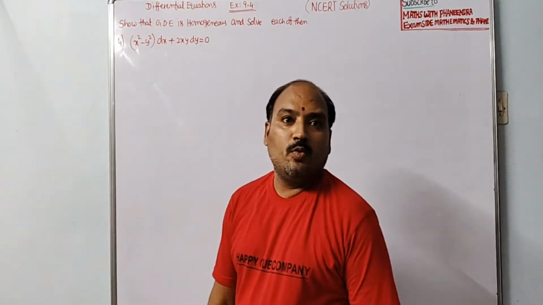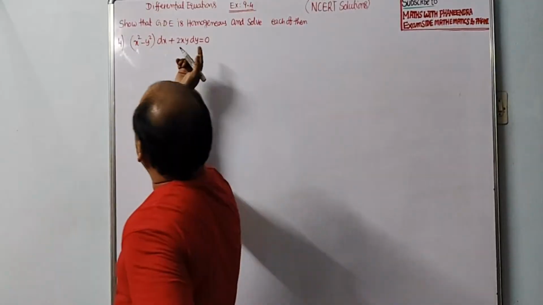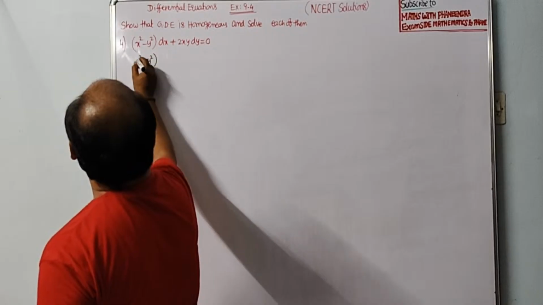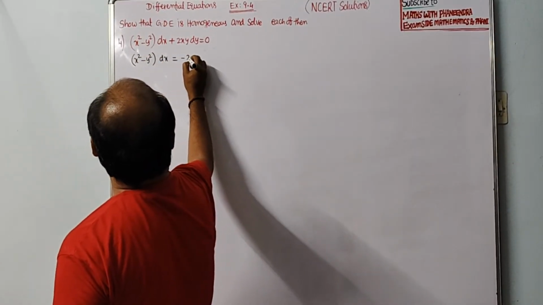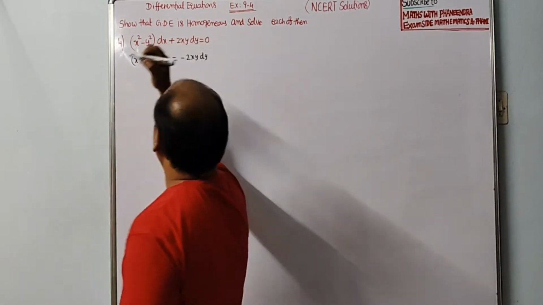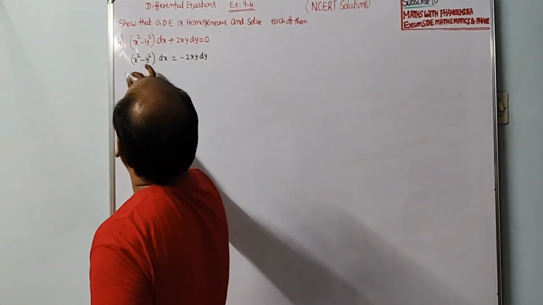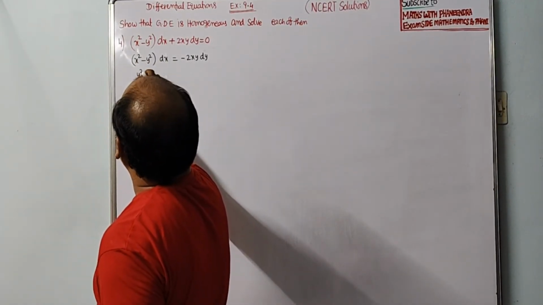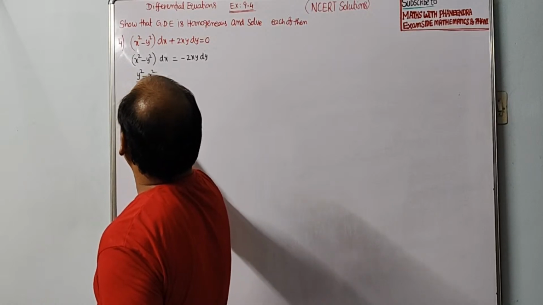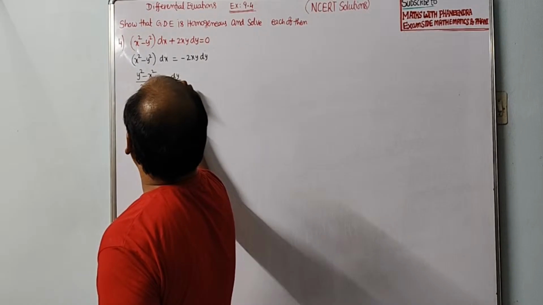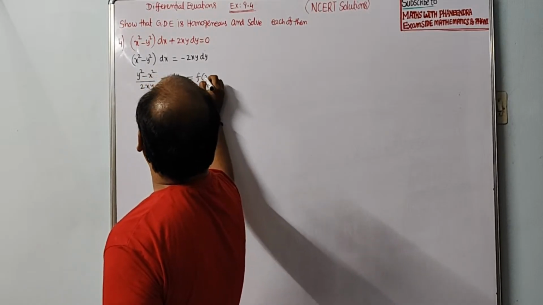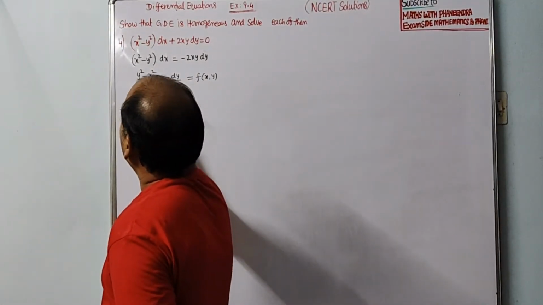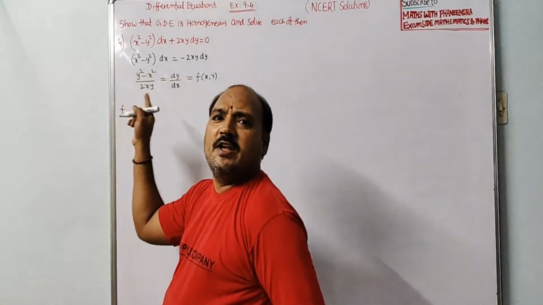So first what we have to do, we have to prove that it is a homogeneous differential equation. So x square minus y square into dx is equal to minus 2xy into dy. So dx, bring to the side, and if you remove minus, these two will be interchanged. So y square minus x square by 2xy is equal to dy by dx, which is equal to f of x comma y, in terms of x and y. So in each and every term degree is 2, it is a second degree homogeneous equation.